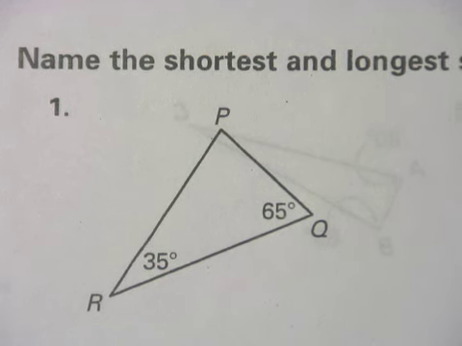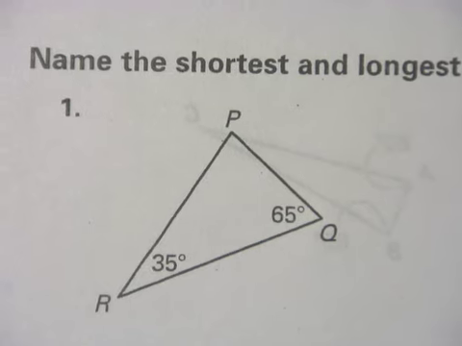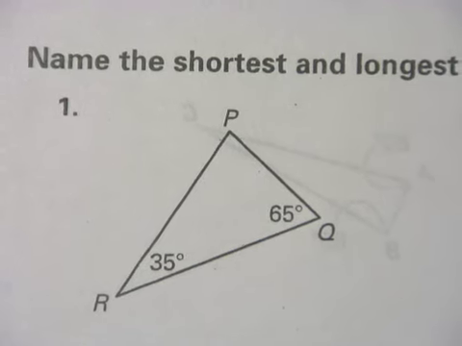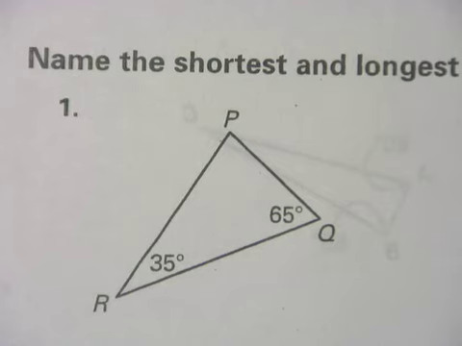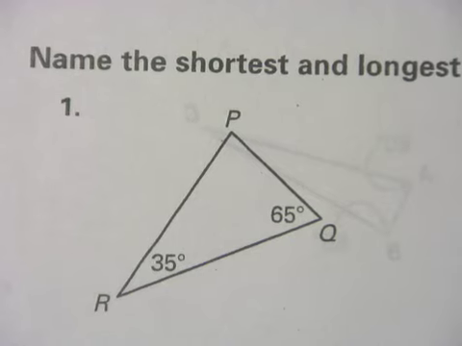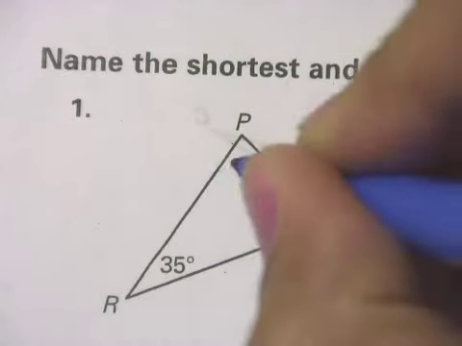All right, class. So now we're on page 73, doing questions 1 through 12, and page 75, doing questions 1 through 13. For numbers 1 through 3, they want me to name the shortest and the longest sides of the triangle. But if you notice, they purposely left out some information, and I can't make a decision unless I have that information. So I'm going to fill in the missing angles here.